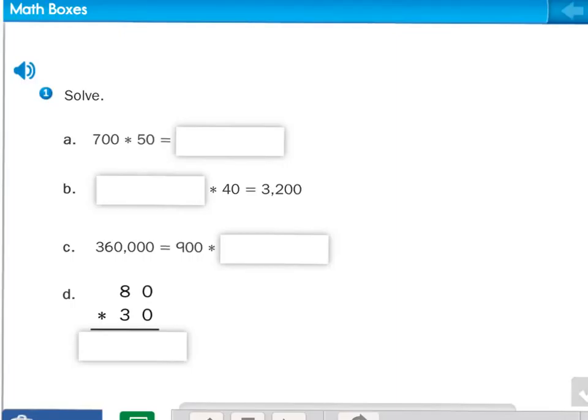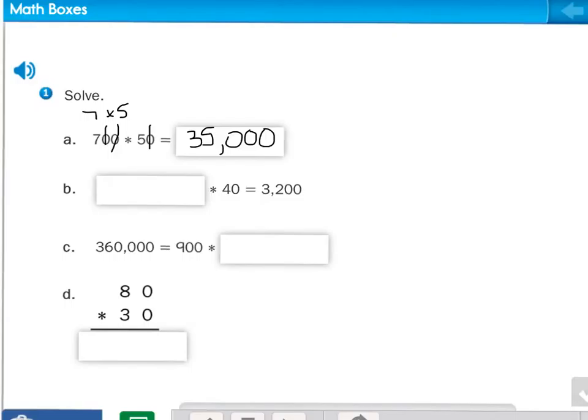Okay, for Math Box 1.3, we're looking at some very similar problems to the ones that we've done in the past. Number 1A says solve 700 times 50 equals blank. Again, we're going to go ahead and make sure we cross off those zeros, one on each side here, and here 2, and here's 3. So we know in our answer we're going to have 3 zeros. Makes that math a little bit easier. Now we're just doing 7 times 5 is 35. So my answer for 1A is 35,000.